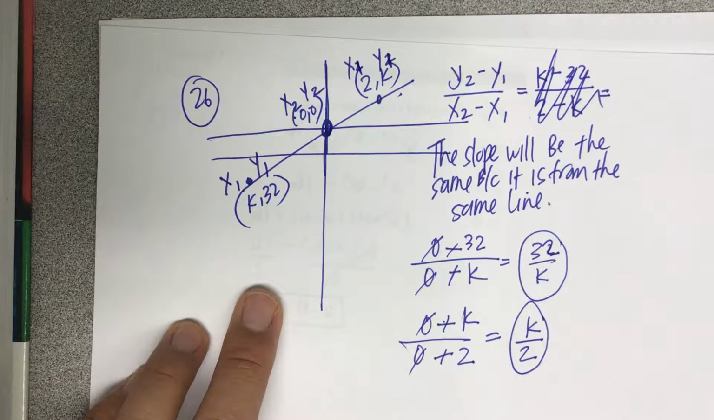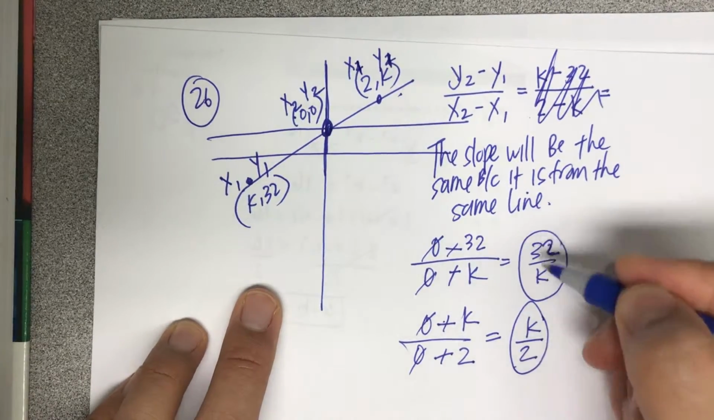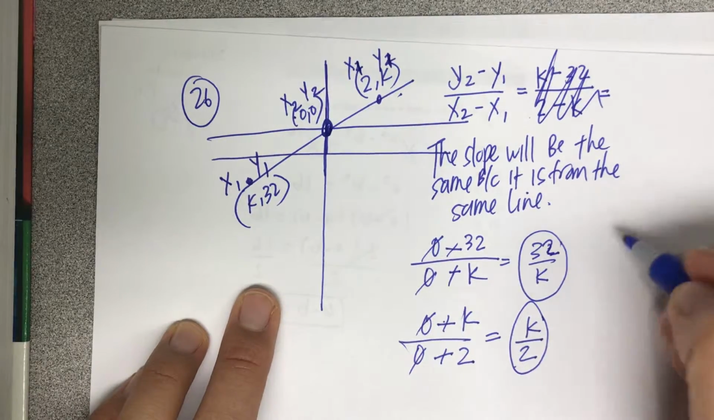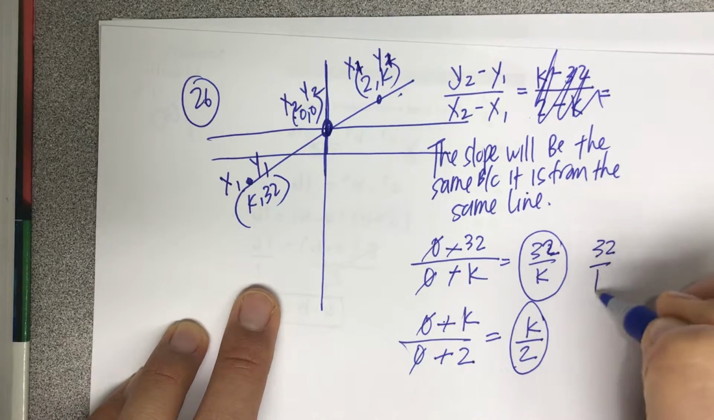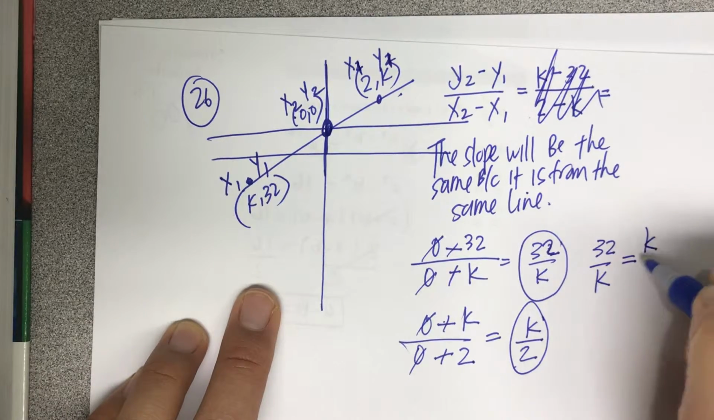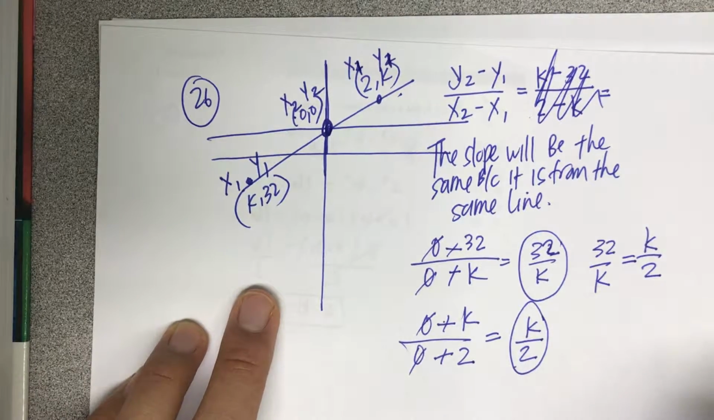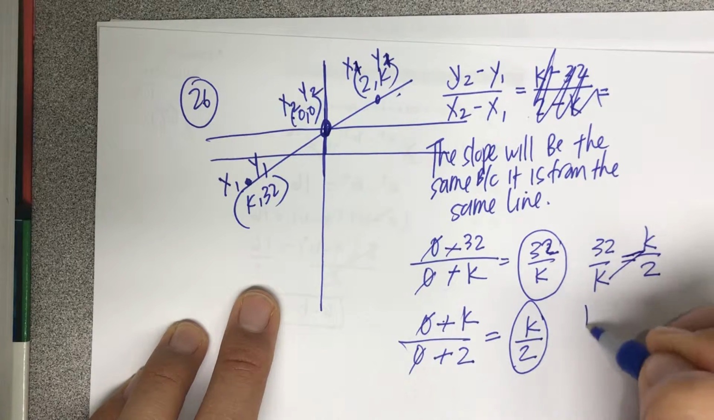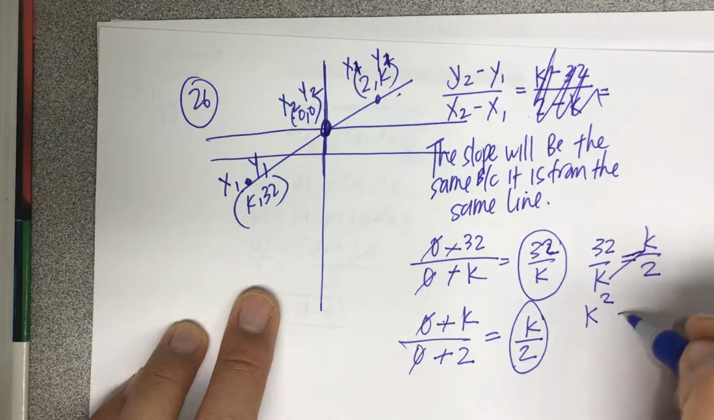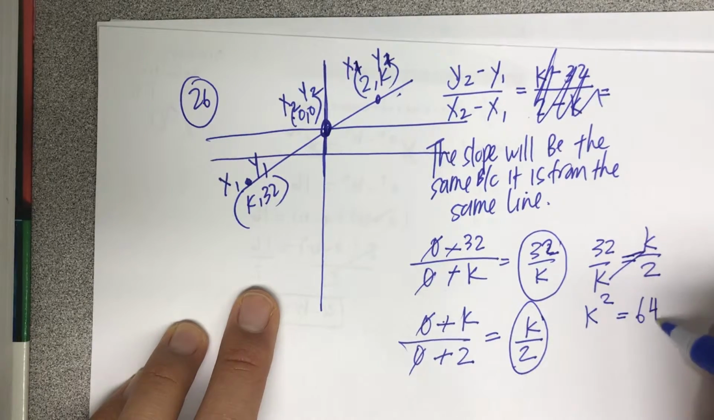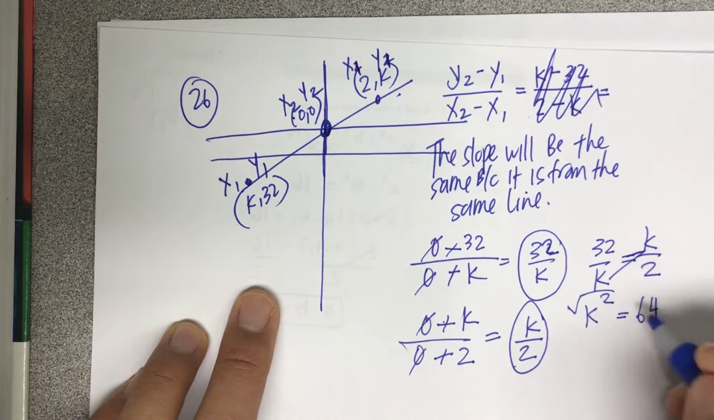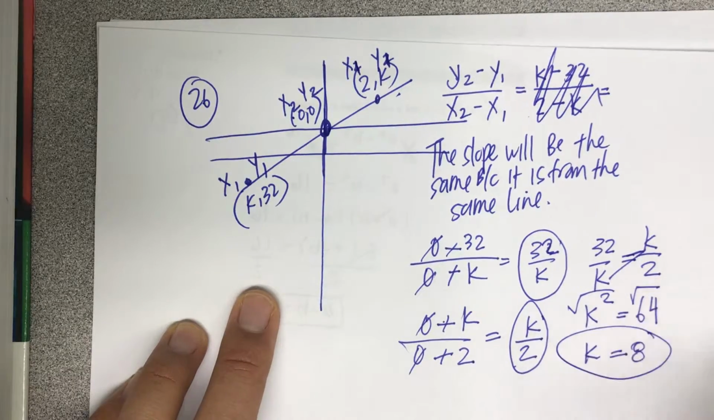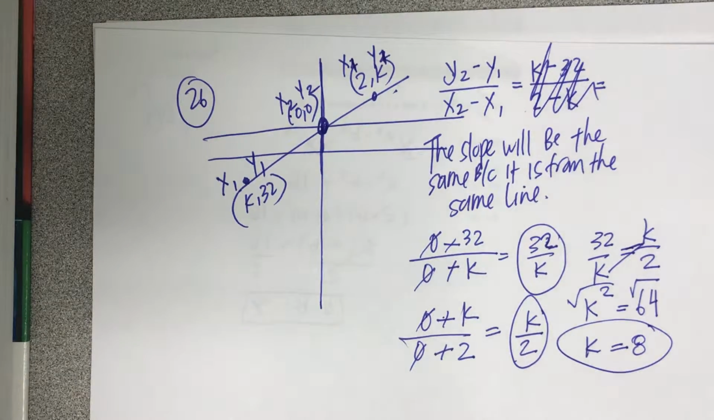If we're trying to solve for k, and we know that these are exactly the same because they're the same slope from the same line, all you have to do is 32 over k equals k over 2. And then from here, all you do is cross multiply. k squared equals 32 times 2, which is 64. Square root of k squared, square root of 64. k is going to equal 8. And that is how you find the correct answer.